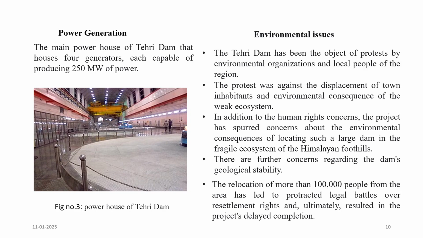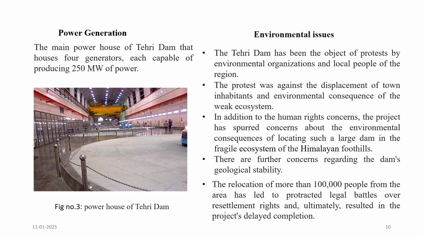Here we discuss power generation and environmental issues. First is power generation. The main powerhouse of Tehri Dam houses 4 generators, each capable of producing 250 megawatt of power. Here we show the powerhouse of Tehri Dam, figure number 3.